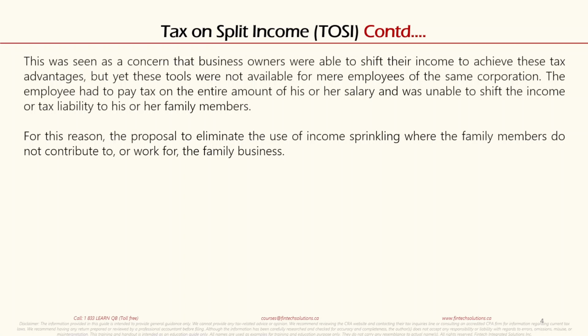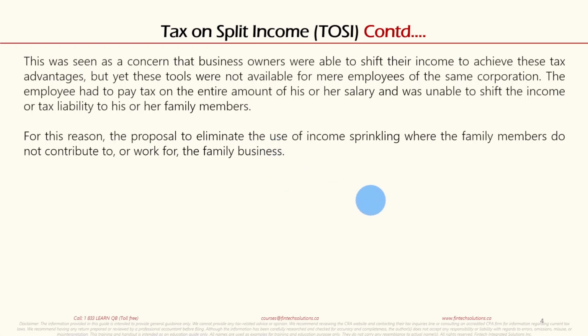For this reason, the proposal was to eliminate the use of income sprinkling, where the family members do not contribute to or work for the family business. So what is important to understand here is the income sprinkling where the family members do not contribute to or work for the family business. So it's not that you cannot do it at all, but especially where the family members are not doing anything at all and taking a cut out of it or taking a slice out of that amount, right? That's what the concern was actually. And now that concern has been removed, right?